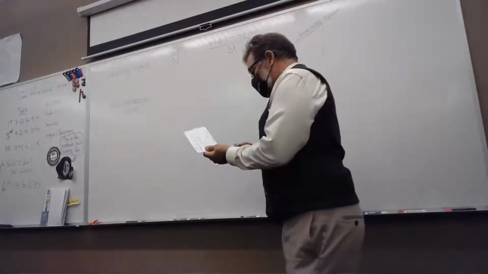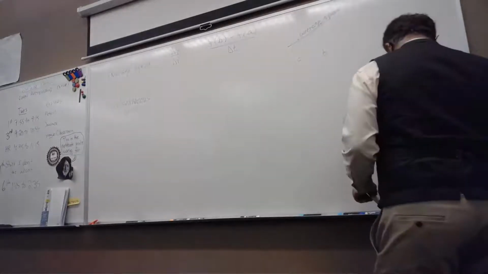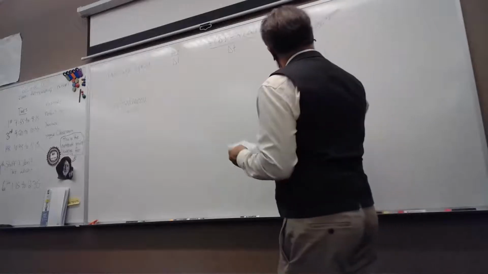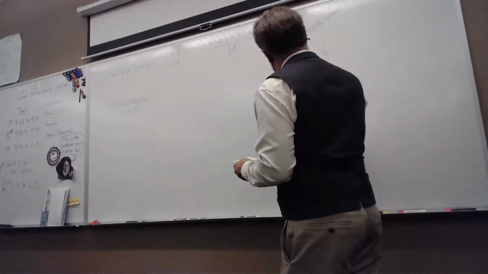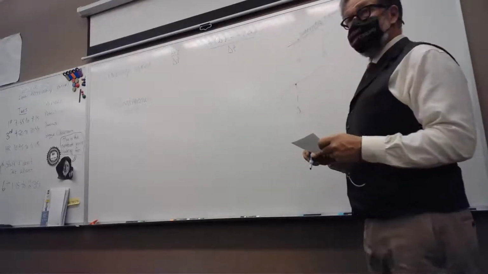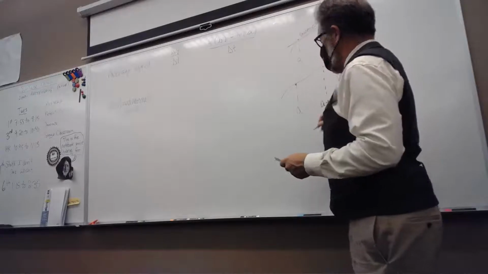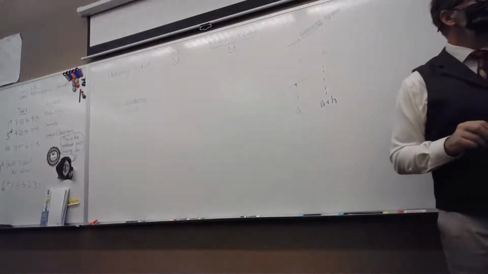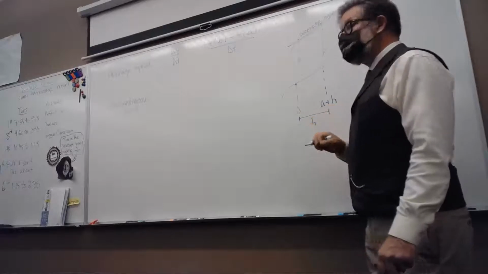I'm going to change this up a little bit. I'm going to get a pen that writes darker. I'm going to change this up a little bit, and I'm going to say, well, I'm starting at A, and I'm ending at A plus h. This distance right here is h.